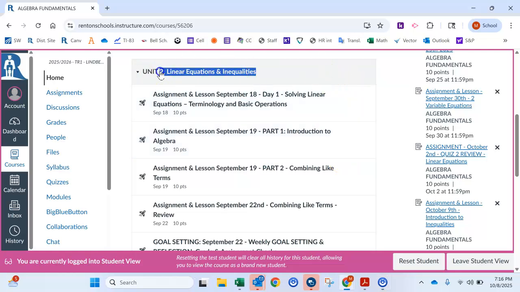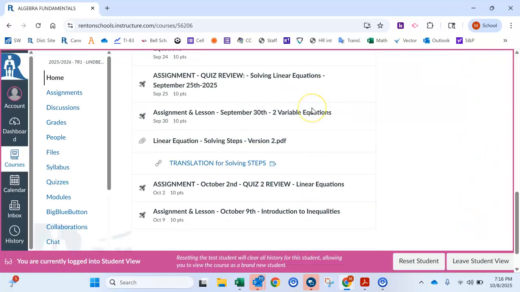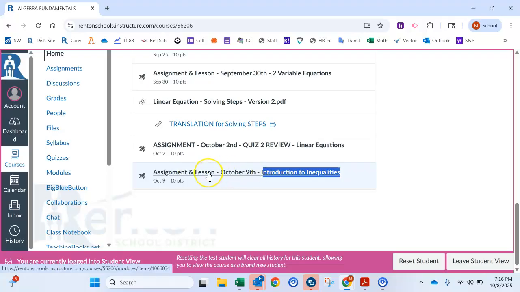Hello, today we are in Unit 2, Linear Equations and Inequalities, and we are going to the bottom of the home page. This is the assignment for today, Introduction to Inequality. So please click on that.